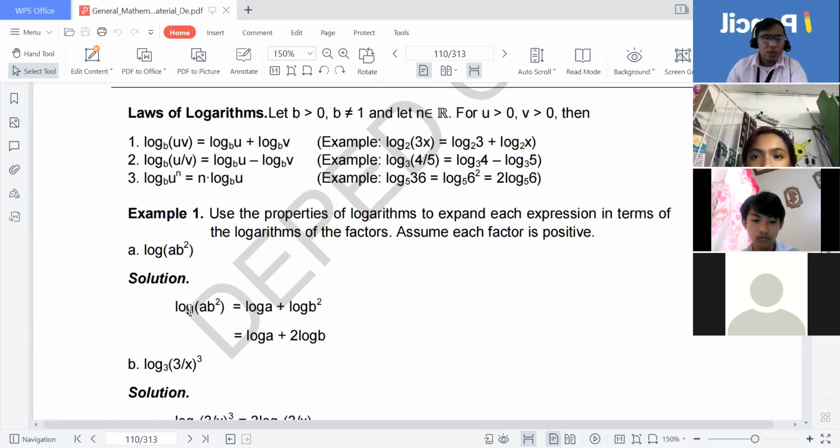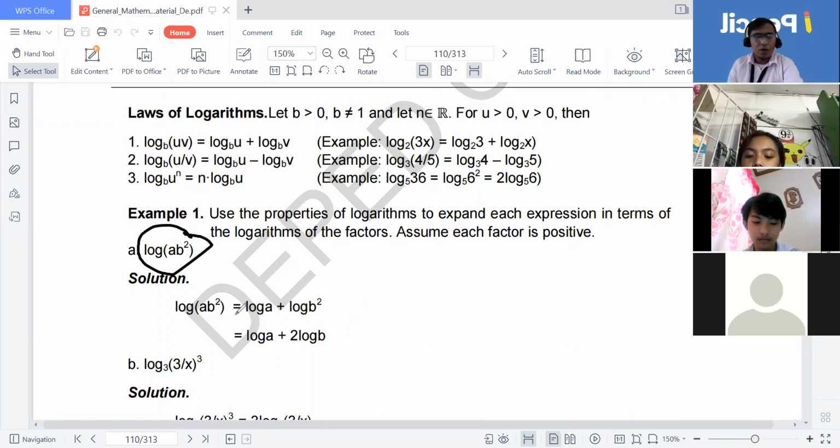Okay. So there are 2 types of problem that we're going to be solving here. It's either you are going to expand or you are going to condense. If you say condense, you rewrite them in a single logarithm. If you say expand, you separate them into individual logarithms. In the first example that we have here, we are going to expand this given.